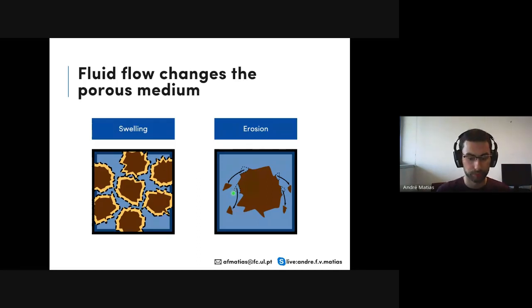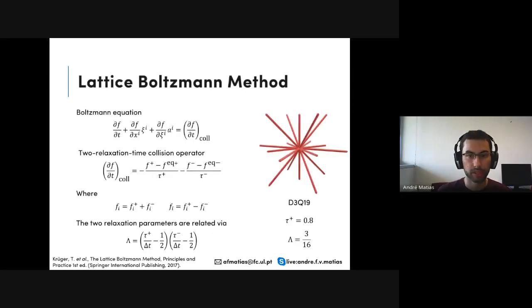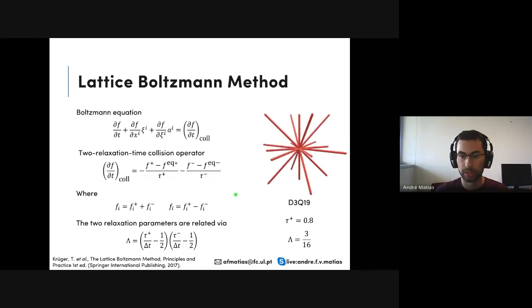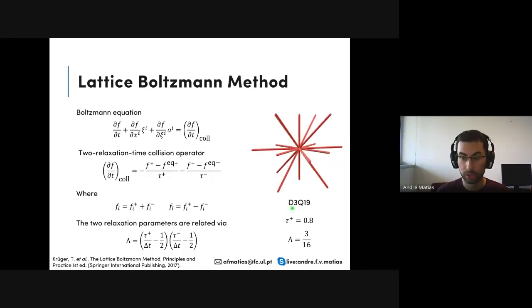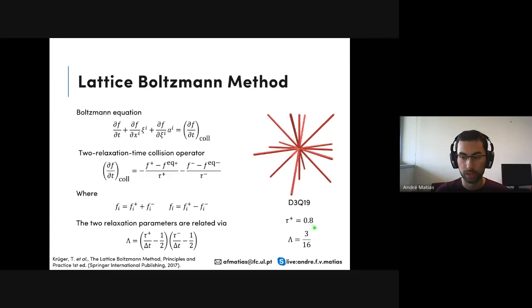And so in this presentation, I will discuss a little bit how these two phenomena affect the flow of a fluid in a porous medium. To do so, I implemented the Lattice Boltzmann method on one of the simplest lattices that there is, which is the D3Q19. And because I'm interested in laminar flow, my relaxation time is fairly small, not 0.8.